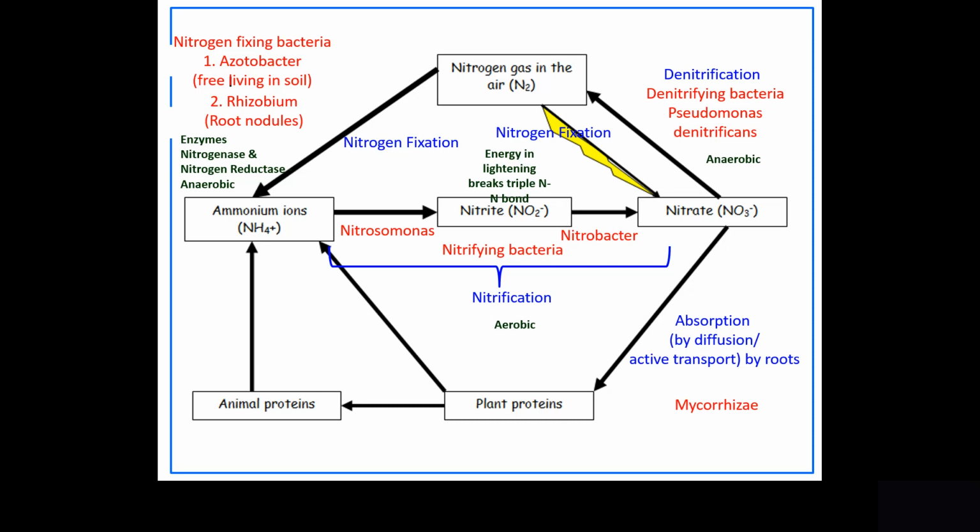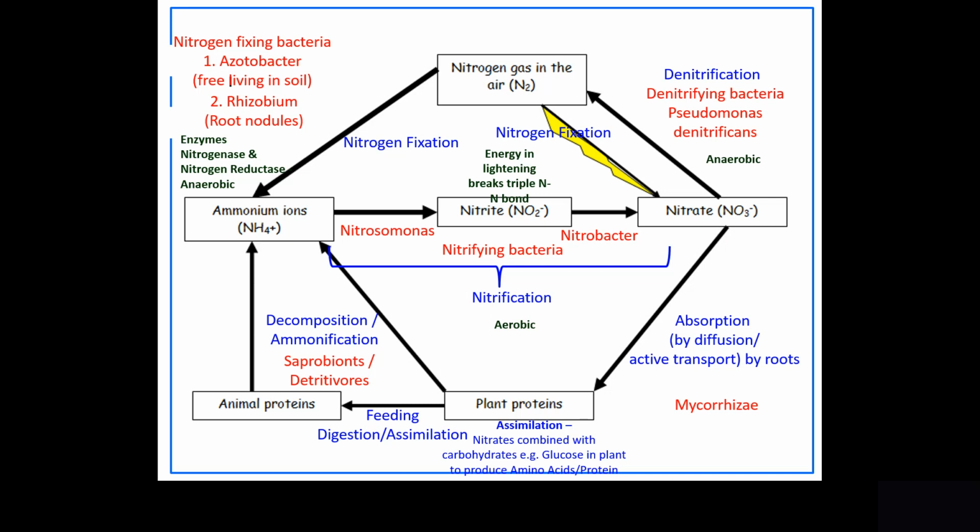And then, of course, like the carbon cycle, we've got animals which are going to feed on the plants. Digestion and assimilation are going to occur in the same ways we discussed earlier. So the proteins present within the plants, the nitrogen within them, are going to be transferred to the animals and then incorporated into the animal proteins.